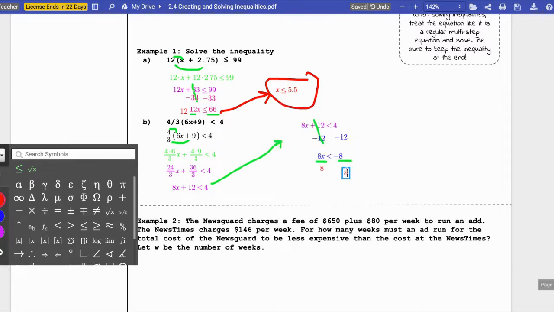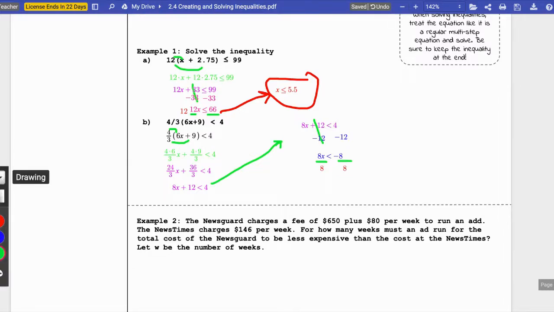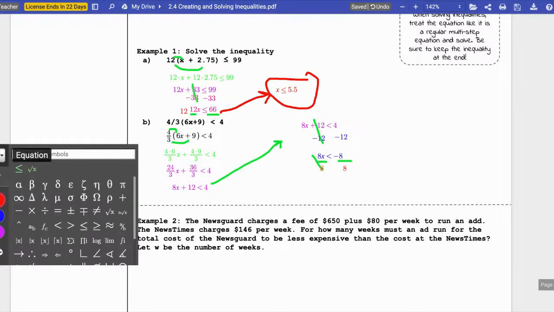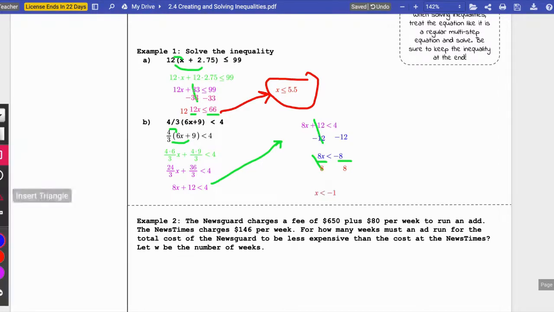And when I do this, I'm going to get that x is less than negative 1 because negative 8 divided by 8 is not going to cancel entirely. It's just going to become negative 1. So x is less than negative 1. And then that's going to be our answer. So as you can see, it's still the same steps that we did last time. It's just, again, still that different symbol in the middle.